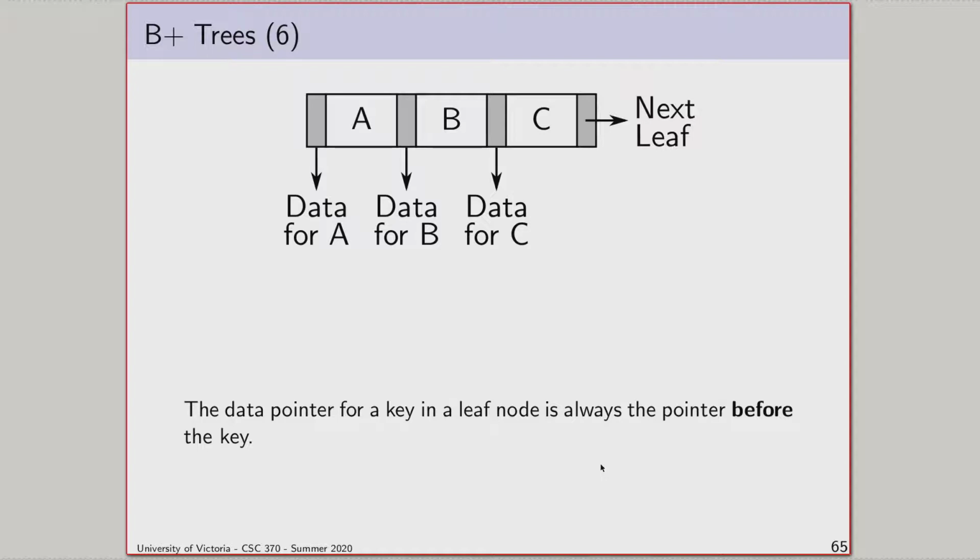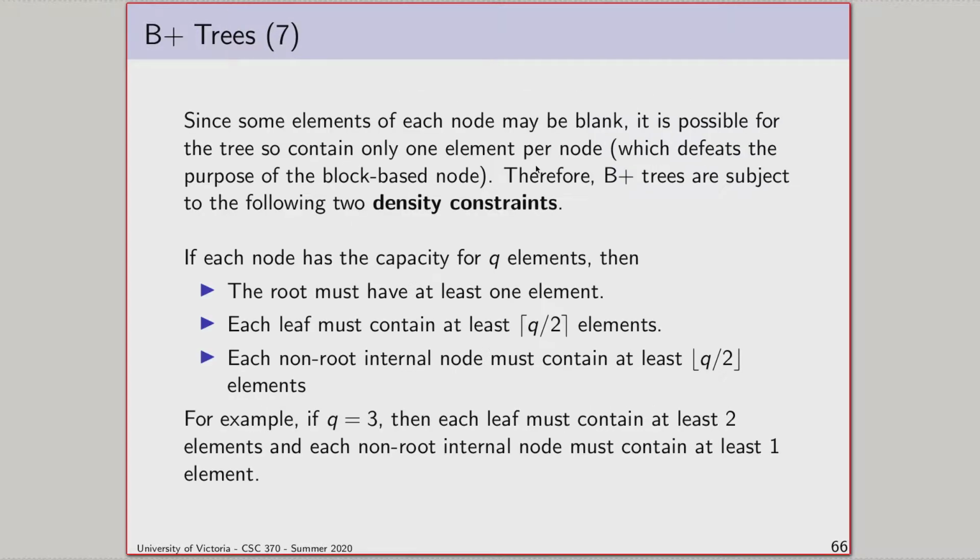And so just to note, because of the way we're doing this, we only want to be able to walk through leaves in forwards order. So notice how there's a pointer to the next leaf, but there's no pointer to the previous one. Because of that, we always use the pointer before each key to refer to the data for that key if we're in a leaf.